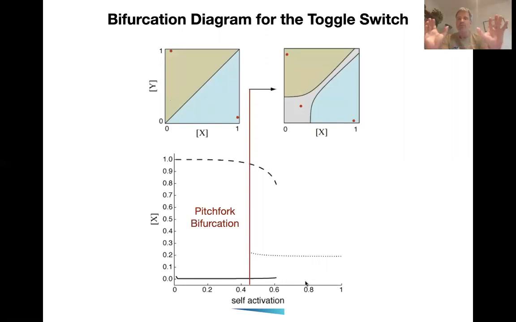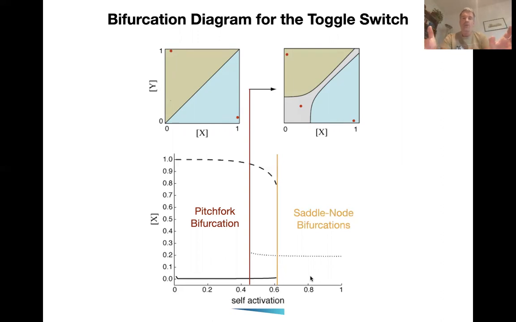Again, structure does not determine function. So you can have this toggle switch motif, but if those auto-activating terms around it are strong enough, the system cannot switch anymore. So what's happening here is we have two bifurcations at the same time. They're called saddle node bifurcations. You don't have to worry about what that is. Also called blue sky bifurcations, because they create attractors out of nothing, basically.